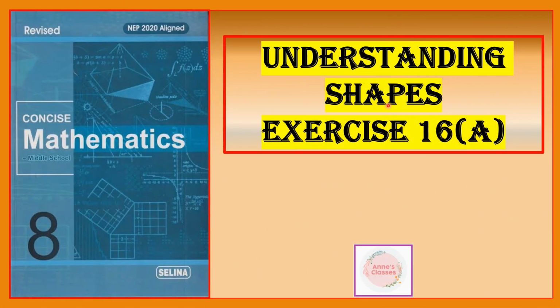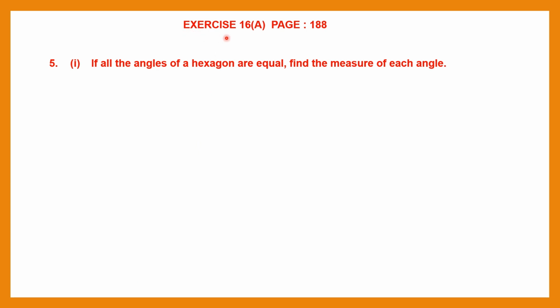Let's do understanding shapes. That is chapter 16. We are doing exercise 16A, page number 188. We are with question 5, the first one. If all the angles of a hexagon are equal, find the measure of each angle.